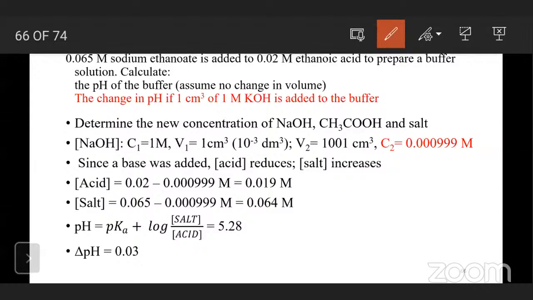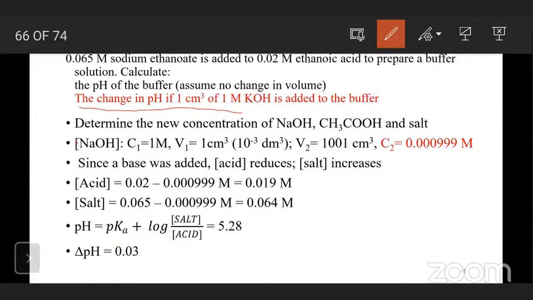I wrote the question again so that you can follow it. 0.065 molar sodium ethanoate is added to 0.02 molar ethanoic acid to prepare a buffer solution. Calculate, and I'll just go to the second part, which is the change in pH if 1 cm cube of 1 molar KOH is added to the buffer.